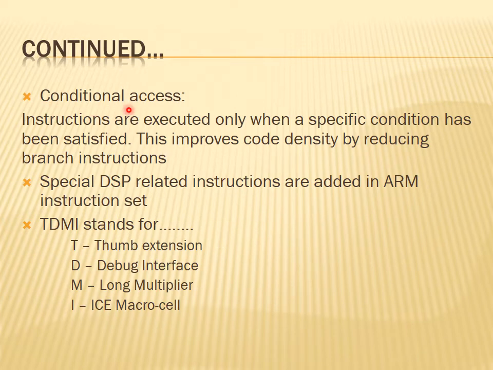Conditional access is another feature of an ARM processor or ARM architecture. Usually in this case, the instructions are executed only when a specific condition has been satisfied. When any condition has been added, which of course is optional, as per the requirement, and that condition is satisfied, then only the instructions are executed, which automatically improves the code density and reduces the branching operations. We will see more detail about this further with some examples whenever we are studying the assembly instructions.